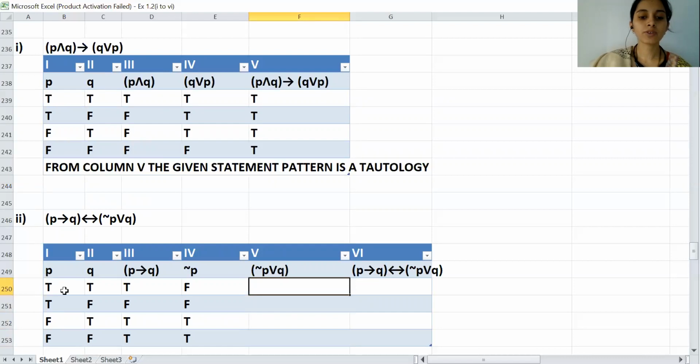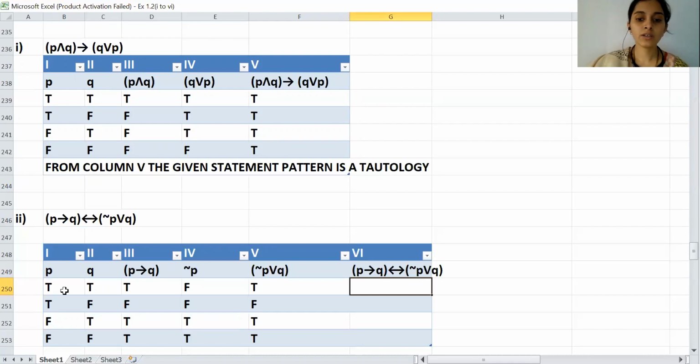Now, what does the fifth column say? Negation P or Q. So negation P, that is column 4, or column 2. So I will read through 4 or 2. F or T, T. F or F, false. T or T, T. T or F, T. Okay. Now the last one, P implies Q, that is column 3, double implication, negation P or Q, that is column 5.